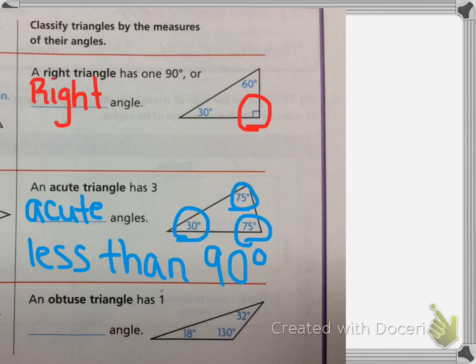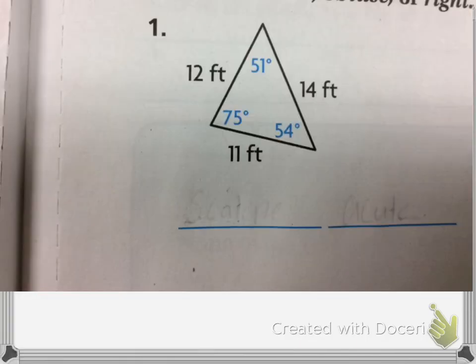The last way is figuring out if it's an obtuse triangle. Obtuse triangles have one obtuse angle, or one angle that is greater than 90 degrees. Let's practice a few problems together.